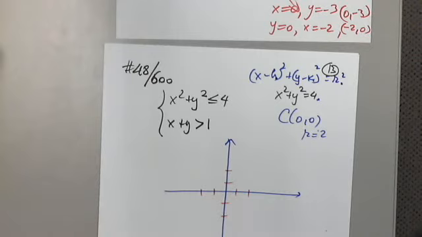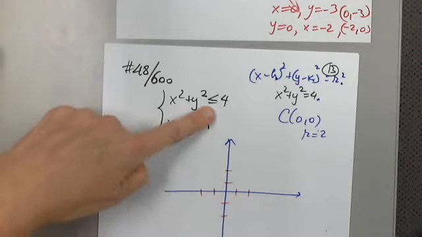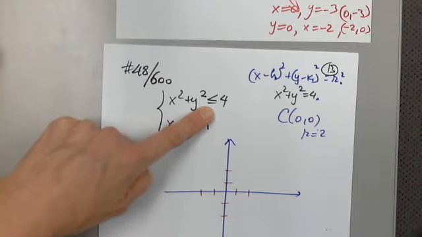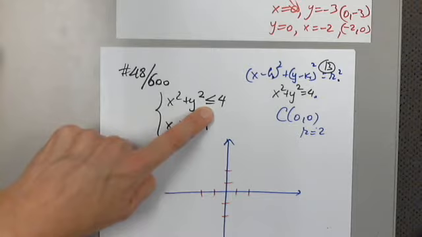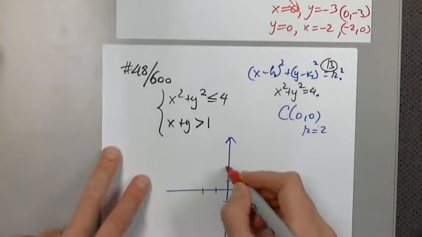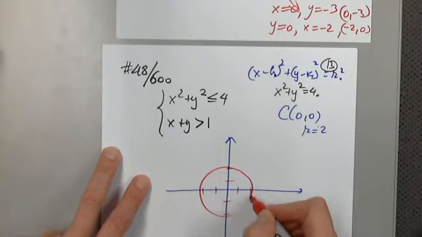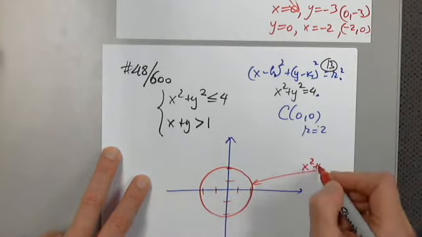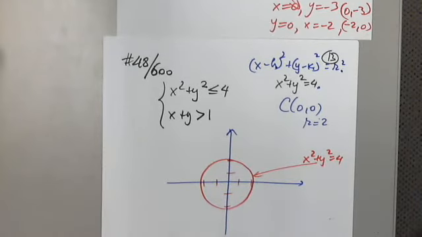Stop. What do I do next? Look at the inequality symbol to know whether I make it a solid curve or a dashed curve. What is it? Solid. This, just the equation of this, is x squared plus y squared equals 4. I did not graph the inequality yet.